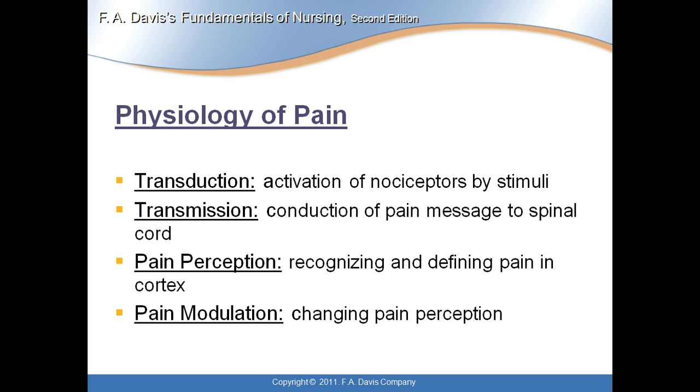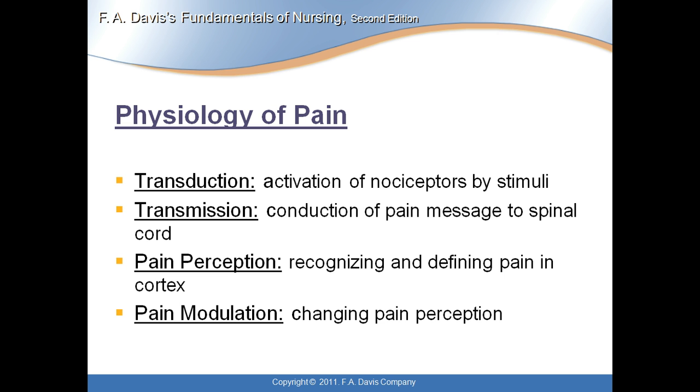So physiology of pain, there's transduction, there's transmission, pain perception, and pain modulation. With transduction, pain-sensitive nociceptors found on the skin are stimulated by injuries, surgery, or procedures. And with transmission, pain travels from peripheral nerves to the spinal cord. With pain perception, it's recognition and definition of pain.